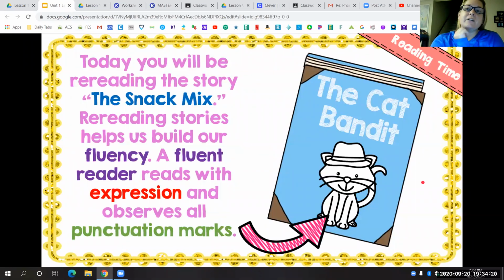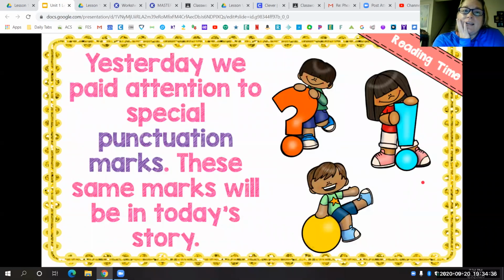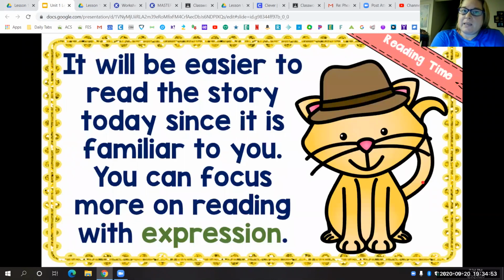So we reread stories to help us with our fluency, okay? It makes us a fluent reader. And the more we read the story, the more expression we can use, and the more we can notice the punctuation marks. So last week, we paid really close attention to some punctuation marks. We paid attention to a question mark and an exclamation point and a period. And these same marks are going to be in our story today. So it's going to be easier to read the story today because it's familiar to you. So you can focus more on reading with expression.